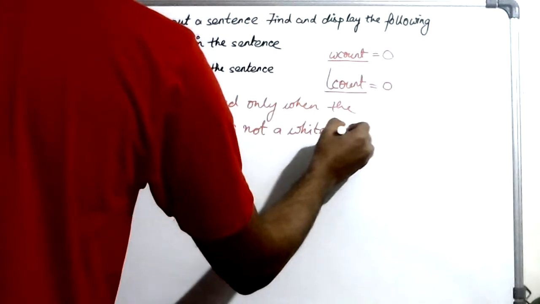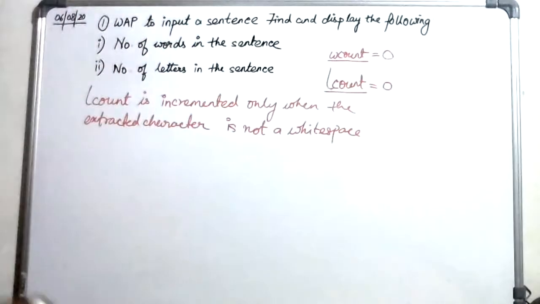So as long as it is a white space, W count is incremented and L count is left as it is. But when it is not a white space, at that time L count is incremented by 1. Every time the extracted character is not a white space, L count is incremented by 1, whereas W count remains unchanged. So remember these 2 points and the program will be pretty easy.